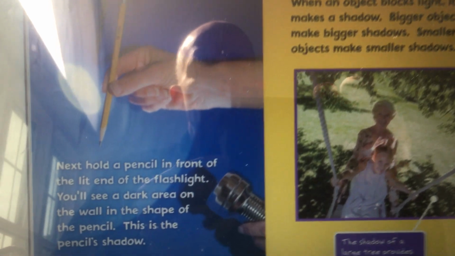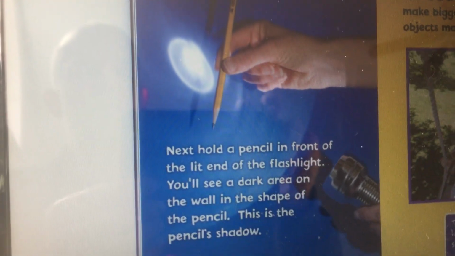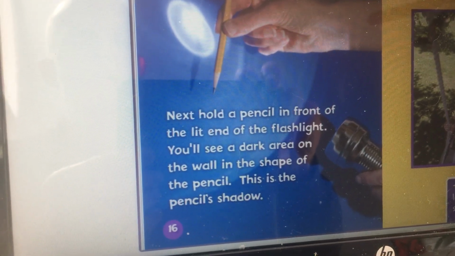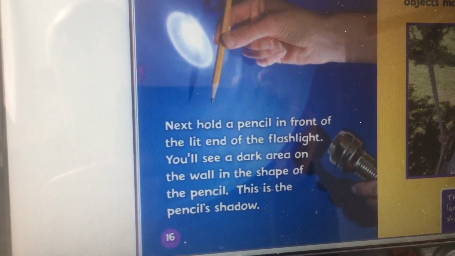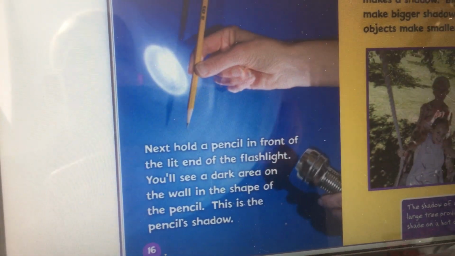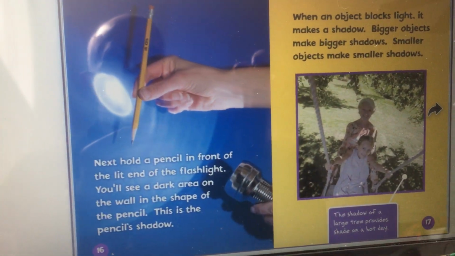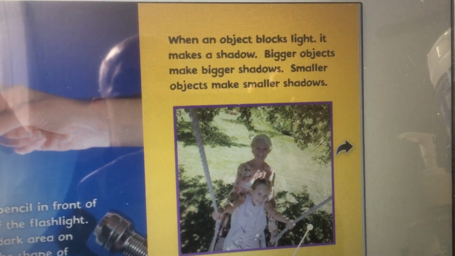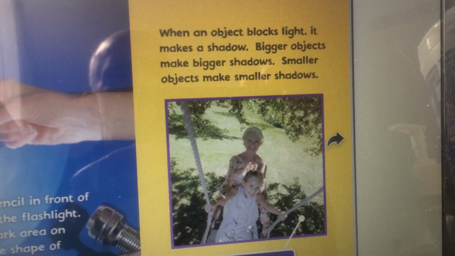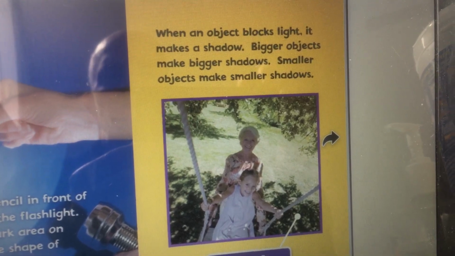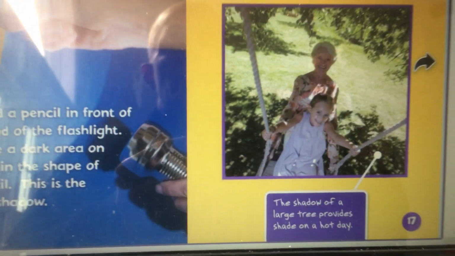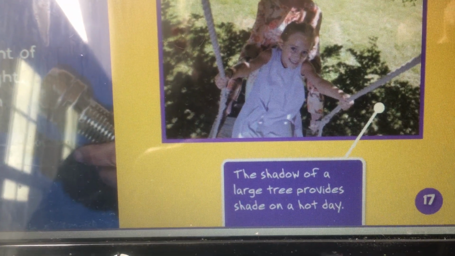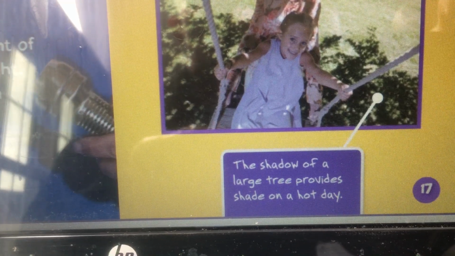Page 16. Next, hold a pencil in front of the lit end of the flashlight. You'll see a dark area on the wall in the shape of the pencil. This is the pencil's shadow. When an object blocks light, it makes a shadow. Bigger objects make bigger shadows. Smaller objects make smaller shadows. The caption says, the shadow of a large tree provides shade on a hot day.